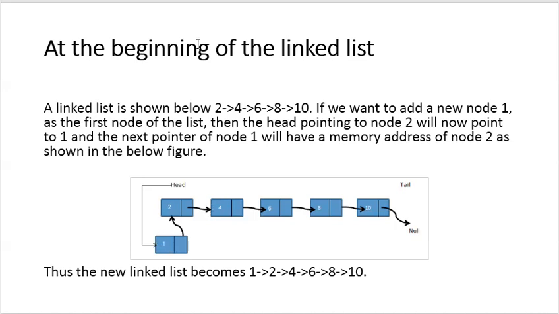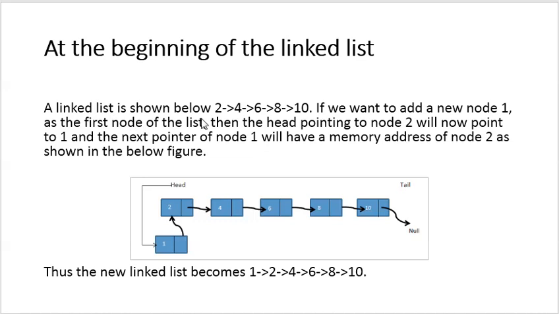So here is a diagram. This diagram shows that the head is pointing to the first node. If 2 is our first node, then the head is pointing to it. If you want to insert a node, for example 1, you have to write code like this: the head pointer should be assigned to 1 and the pointer of 1 should be assigned to 2. So like this we can insert a node 1 at the beginning.